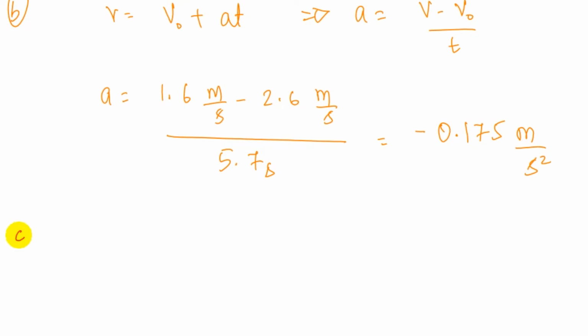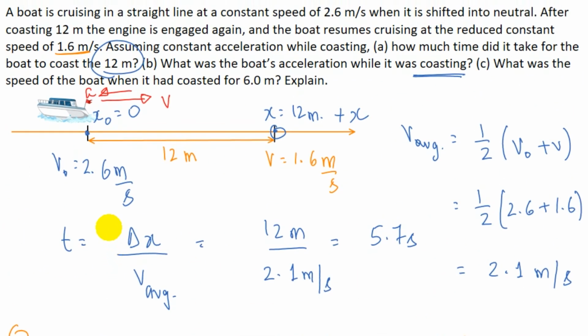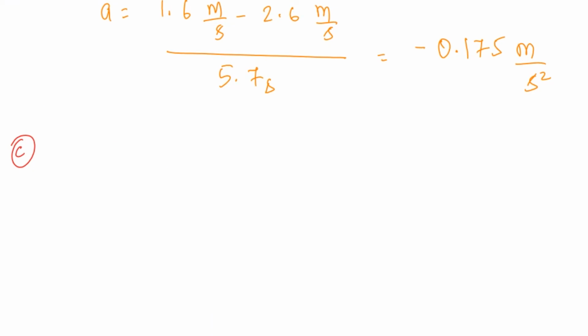Now next, in the C part, we have to find what was the speed of the boat when it had coasted for 6 meter. Now when the boat reaches here at half the position, this is x equals to 6 meter, then what would be the speed of the boat? This is what we have to calculate. For that, we can use this equation: v square is equal to v naught square plus 2a delta x.